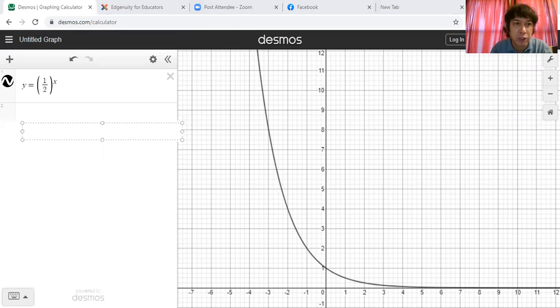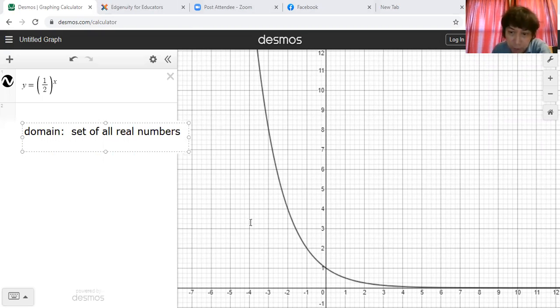That's the domain. And we can just say the set of all real numbers. And of course, we can determine the range just by looking at the graph. By looking at the graph, you can see you can never reach 0, only some positive value close to 0, say 0.001, 0.002, like that. So we can say the range is from values higher than 0. That will be for the range.